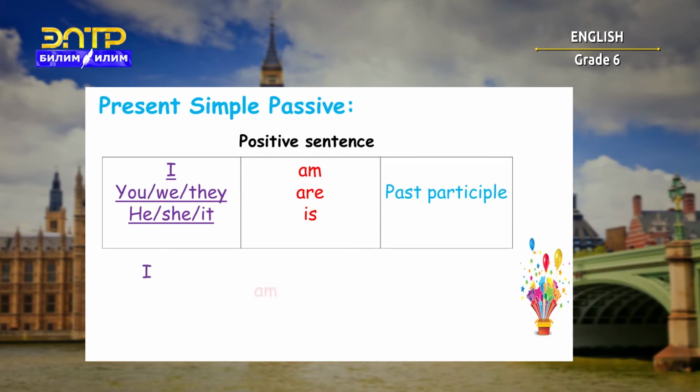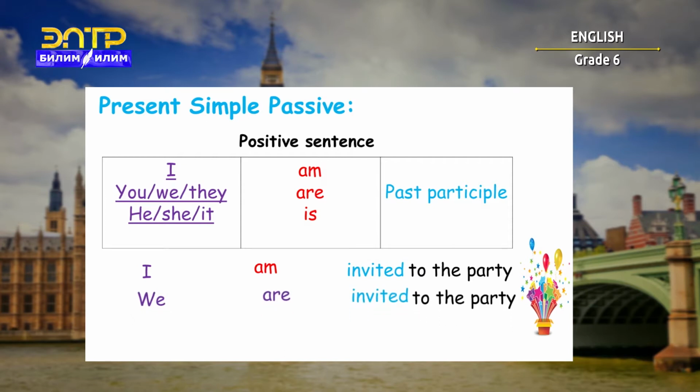For example, I am invited to the party. We are invited to the party. She is invited to the party. In this sentence, it's not important who invited us to the party.